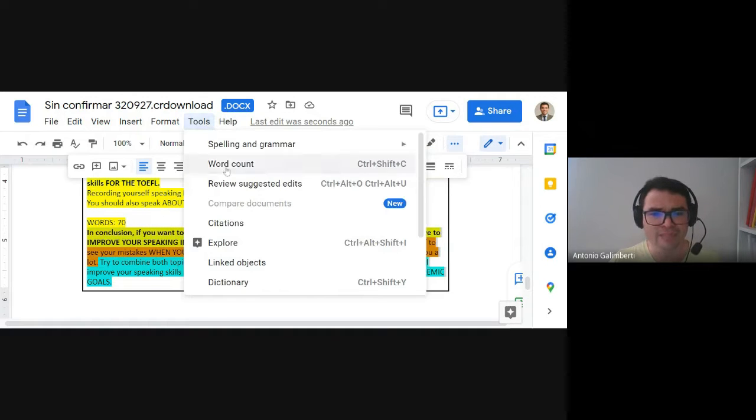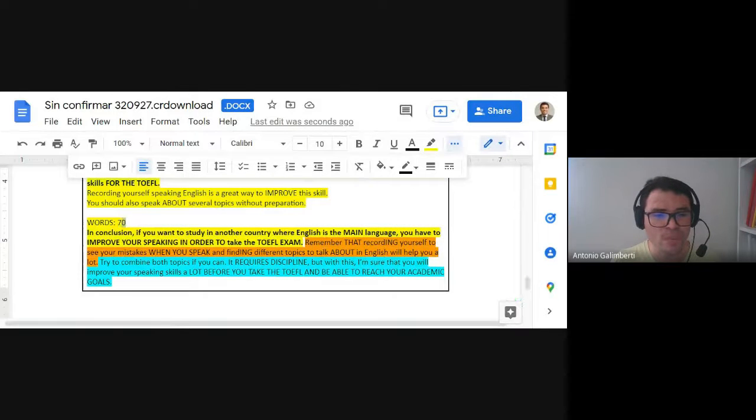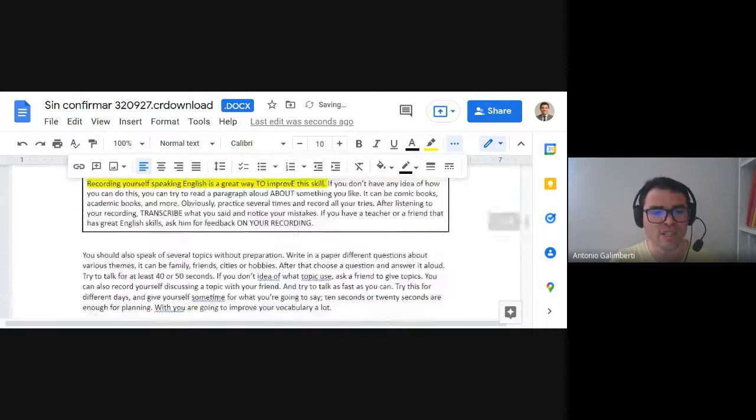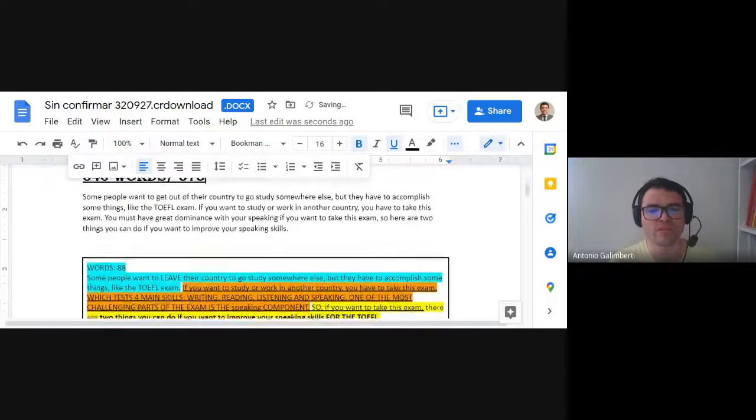So how many words do we have now in this conclusion? Let's see, we have 92 words now. Yes. So originally we had 70, and our corrected essay had 364 words plus 10 more words. Probably now we have 75, 375 words.